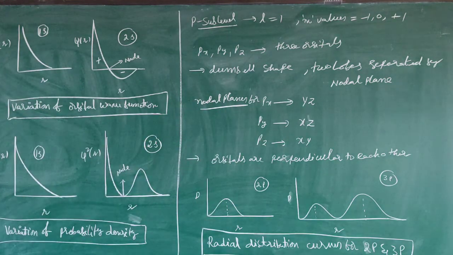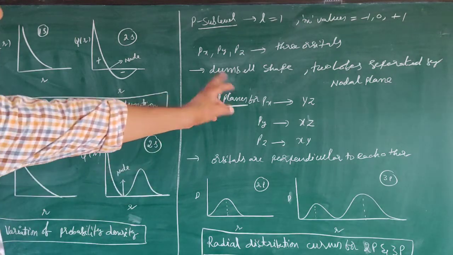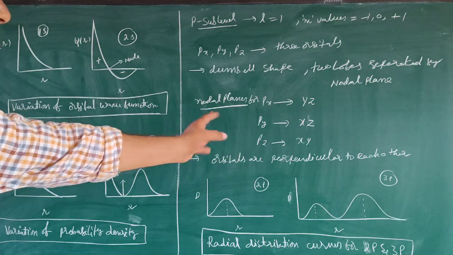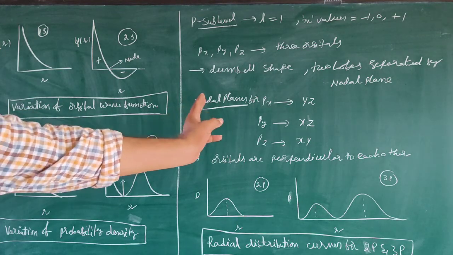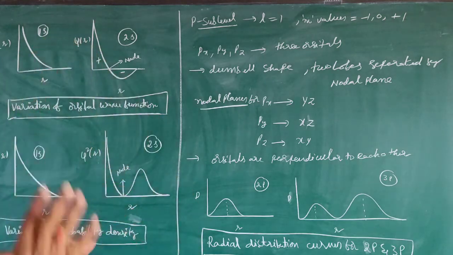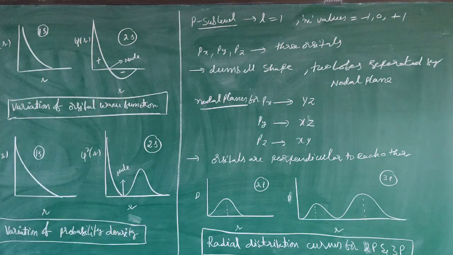Please observe, for px, yz is the nodal plane. For the py orbital, xz is the nodal plane. For the pz orbital, the nodal plane is xy. So all these orbitals are perpendicular to each other. Each one is at 90 degrees to the others.